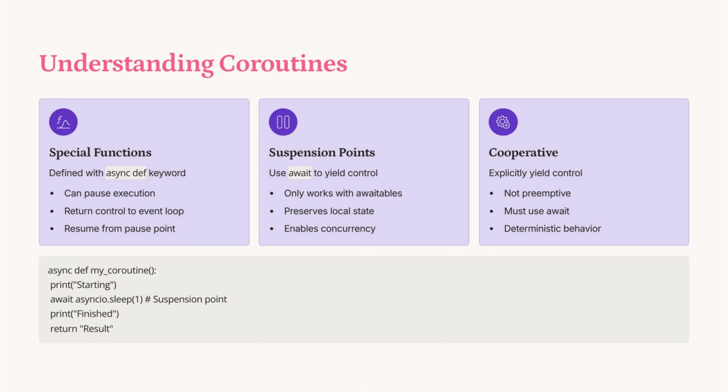Coroutines are special functions defined with the async def keywords. They can pause execution and return control to the event loop, resuming from the pause point. Suspension points use await to yield control, preserving local state and enabling concurrency. This cooperative multitasking requires explicit await usage, ensuring deterministic behavior. For example, async def my_coroutine demonstrates this with a suspension point using await asyncio.sleep(1).